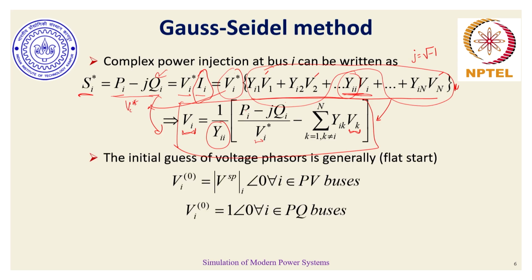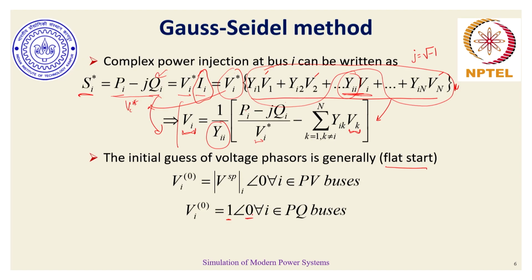As I mentioned, we start with a flat start, we choose an initial choice of voltages because these are nonlinear equations. Preferably, we choose them to be the flat start voltage, where our voltage magnitude for PQ buses would be typically close to 1 per unit. So, we choose them to be 1 per unit for voltage magnitude.